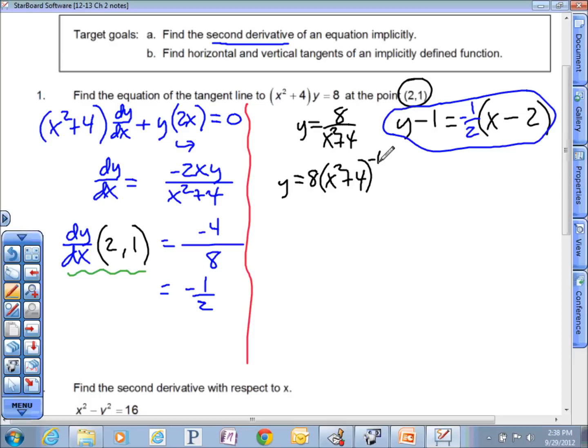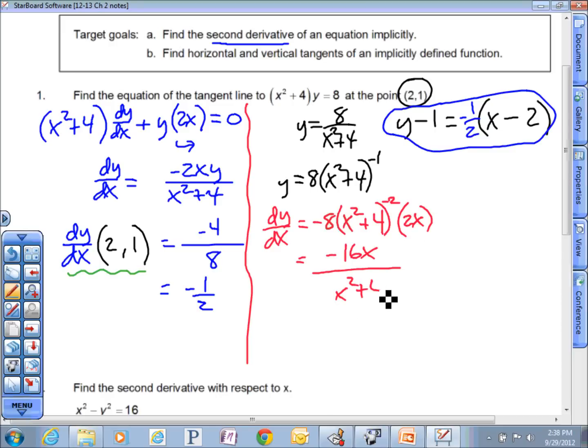So if I now took my derivative, we'll call it the red way, without having to do it implicitly, I'm now doing it explicitly. Negative 8 quantity x squared plus 4 to the negative second times the 2x, rewrite negative 16x over x squared plus 4 to the second power. So now when I evaluate this derivative, again at the point 2, 1, now it doesn't matter that y coordinate of 1 because I don't have any y's to plug it in for. So in my numerator, negative 16 times 2 is negative 32. Denominator, 2 squared is 4 plus 4 is 8 squared is 64.